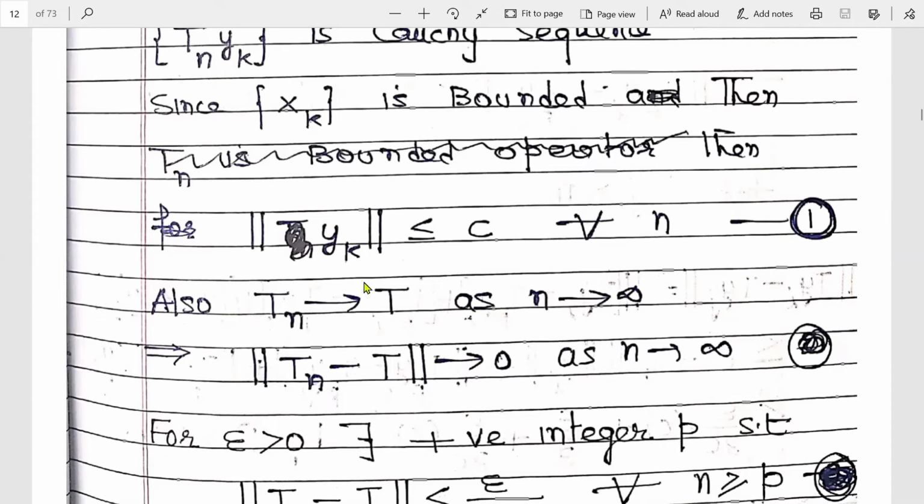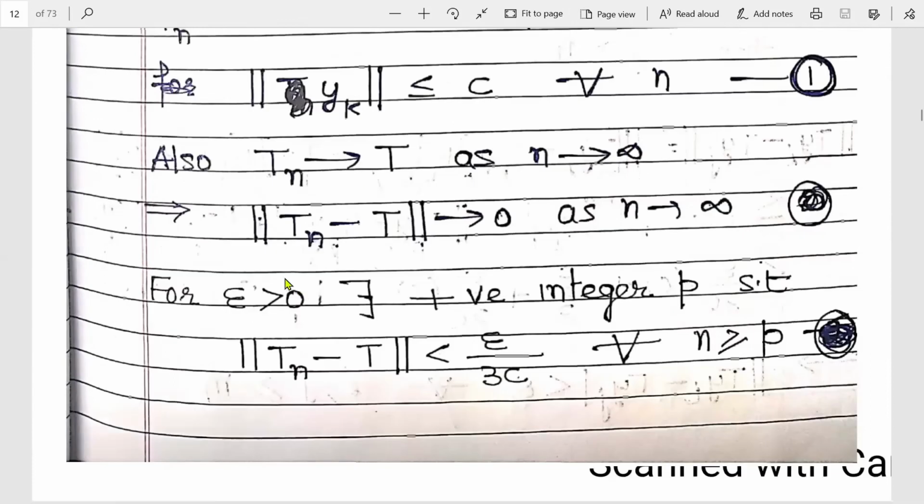As we know that Tn approaches T, it means the norm of Tn minus T approaches 0 as n approaches infinity. This can also be written in the definition form. For epsilon greater than 0, there exists a positive integer p such that the norm of Tn minus T is less than epsilon by 3c, because we know our requirement, so here we write epsilon by 3c because our need is this.